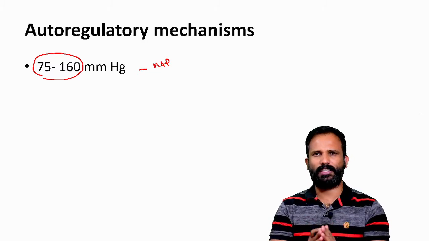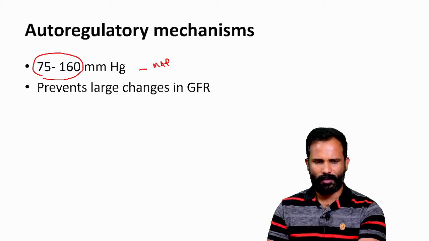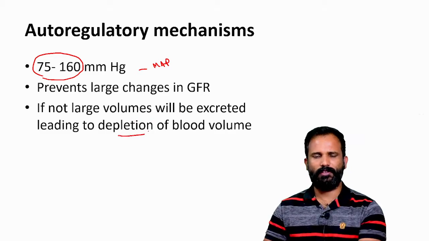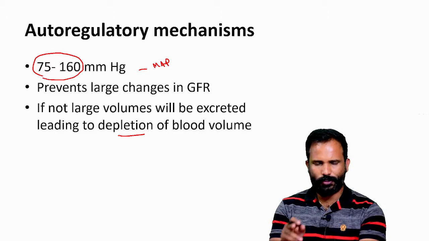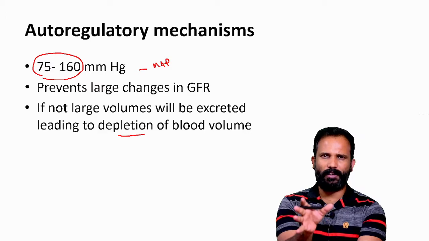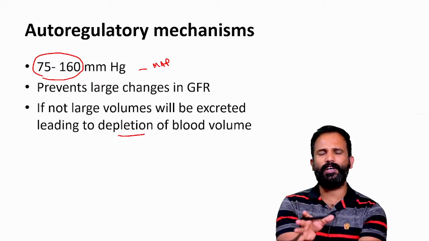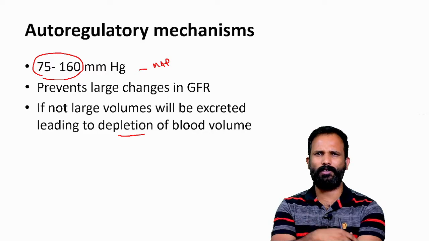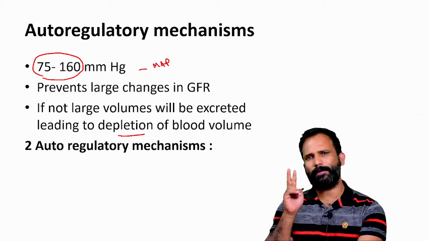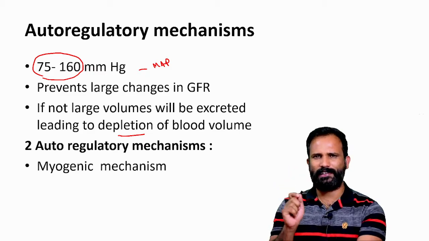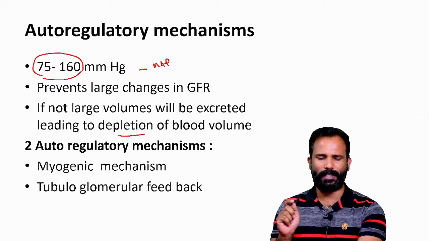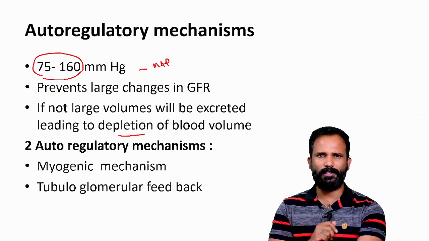Such a thing shouldn't occur with fluctuations in the BP. If that happens, it leads to depletion of blood volume. So to prevent the loss of such huge amounts of water, GFR is regulated between 75 to 160 mmHg. Beyond that or below that, it is out of its regulatory mechanism. And the autoregulatory mechanisms are two. One is the simple intrinsic myogenic mechanism, and another one is the tubuloglomerular feedback mechanism. We'll talk about the myogenic mechanism.